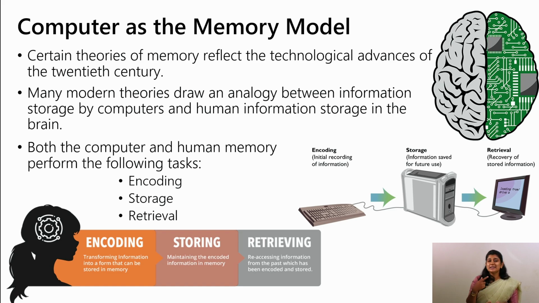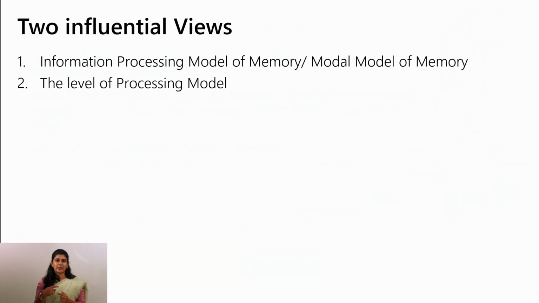So using all these three stages, encoding, storage, and retrieval, we gain valuable insight into how memory functions, and it highlights the complexity of a cognitive process. As we continue this unit, we will explore each stage in more detail and discuss strategies which will help you to improve memory retention and recall. We will explore two influential views on memory that have shaped our understanding of how we process and retain information. The two most important ones are the information processing model and the levels of processing model.